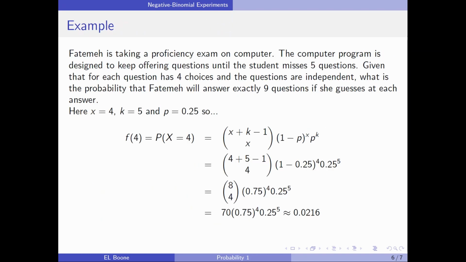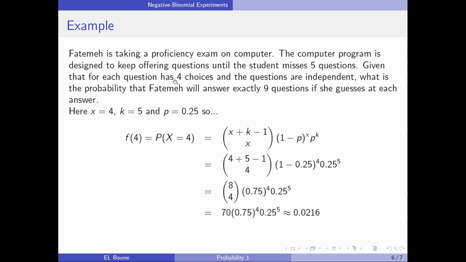All right, so let's look at an example. Fatima has taken a proficiency exam on a computer. The computer is designed to keep offering questions until the student misses 5 questions. Given that each question has 4 choices, and the questions are independent, what is the probability that Fatima will answer exactly 9 questions if she guesses at the answers? Okay, well, remember we have 5 questions that you're going to miss. So this is the K. Then X here is the 9, wherever we hit 9, minus the 5. That's where this x equals 4 comes from, because these two need to add together to be 9.